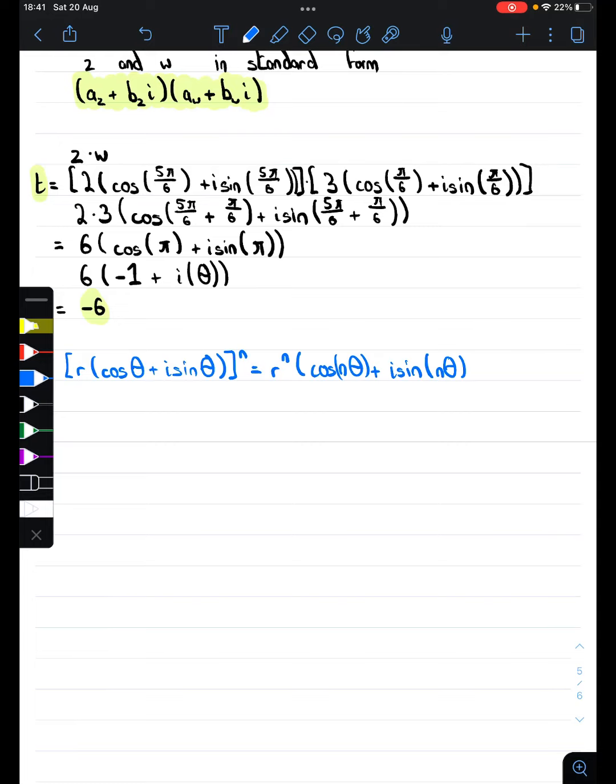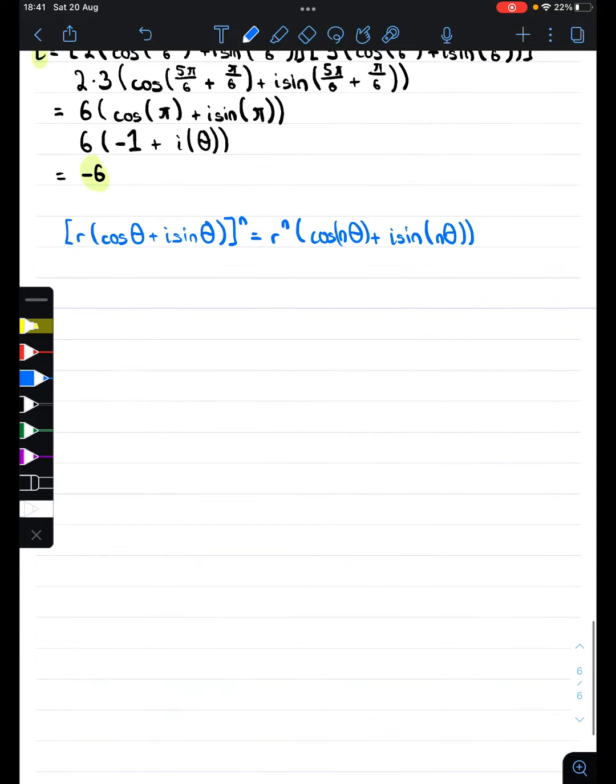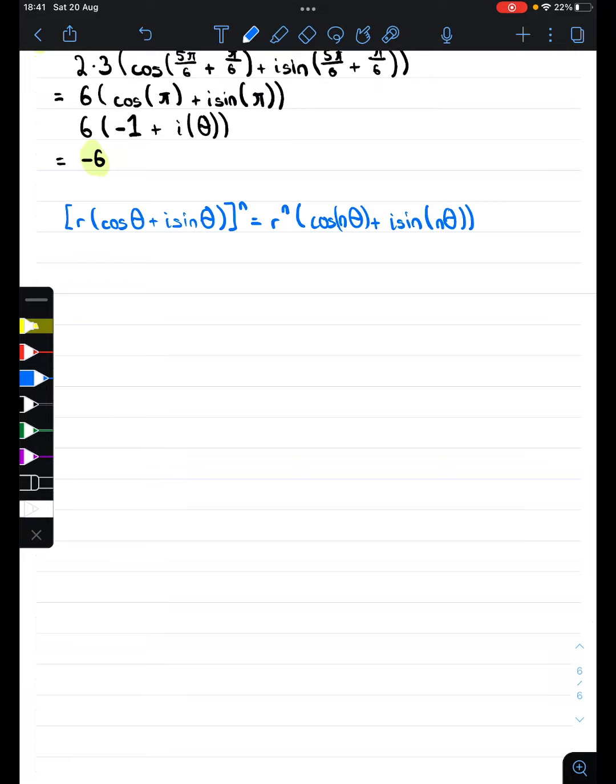Let's just put this in brackets. And so let's say for an example we took n to be 2, so we're squaring a complex number, r times cosine theta plus i sine theta. If we use de Moivre's theorem, this would be r squared by cosine 2 theta plus i sine 2 theta. Okay, that's our answer.